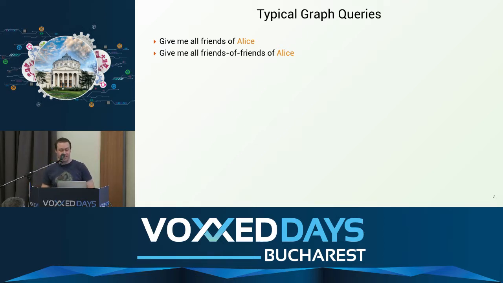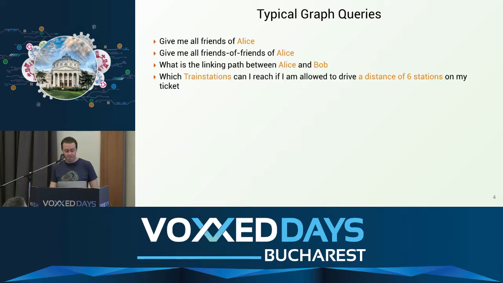This is something special, so it's just 1 step plus an additional step, but please ignore all the direct friends of Alice in the result. Which means in the first step you collect all the friends, and then collect all the friends of friends which are not in the first step. Given 2 people, what is the linking path between them? And I do not know how many steps are in between, or if there is actually a linking path. And the graph database can actually answer this query. Then the one that I already told you, which train stations can I reach if I'm allowed to drive a distance of at most 6 stations, switching trains as often as I like.